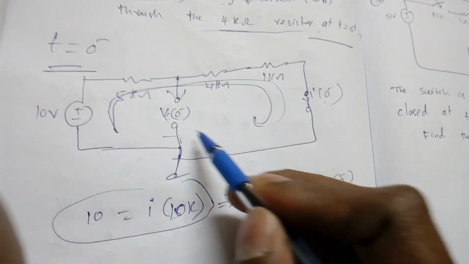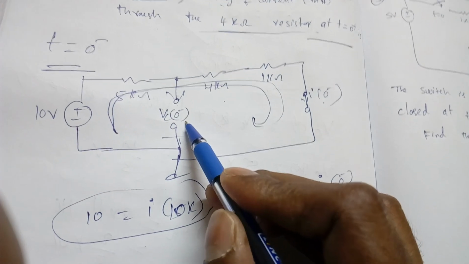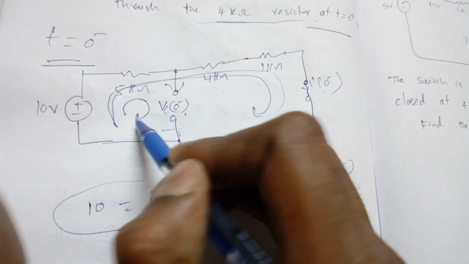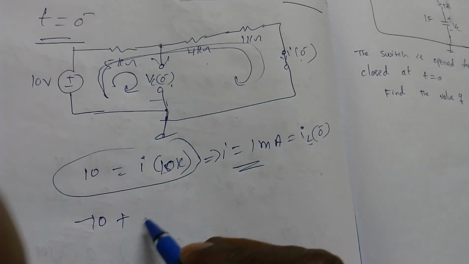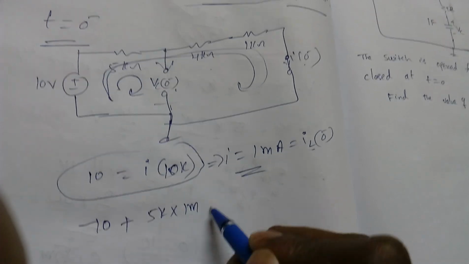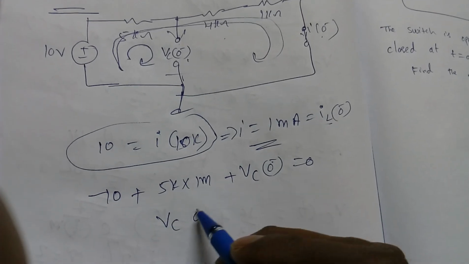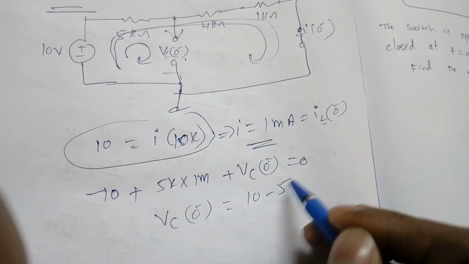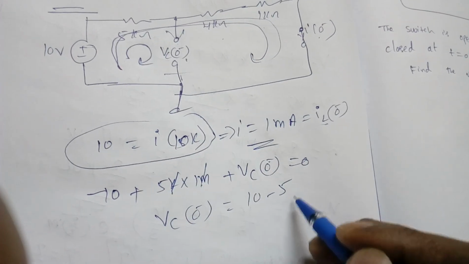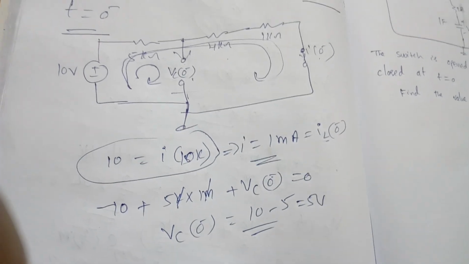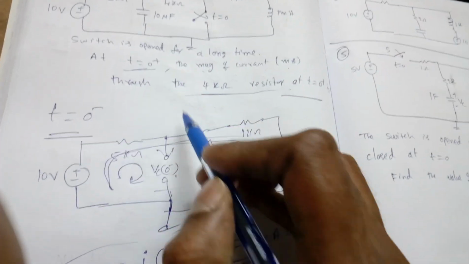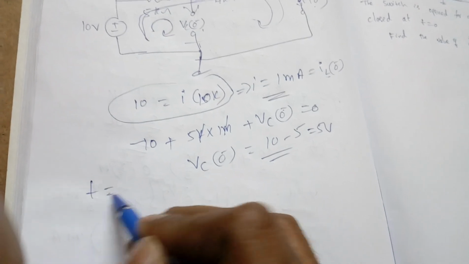But we need Vc of 0 minus also. So Vc of 0 minus, how to find? Apply KVL here. So minus 10 plus 5 kilo into 1 milliampere plus Vc of 0 minus equal to 0. Now what is Vc of 0 minus? 10 minus 5. Milli into kilo, cancel, 5 volt. But he asked at T equal to 0 plus. So we need to draw T equal to 0 plus.